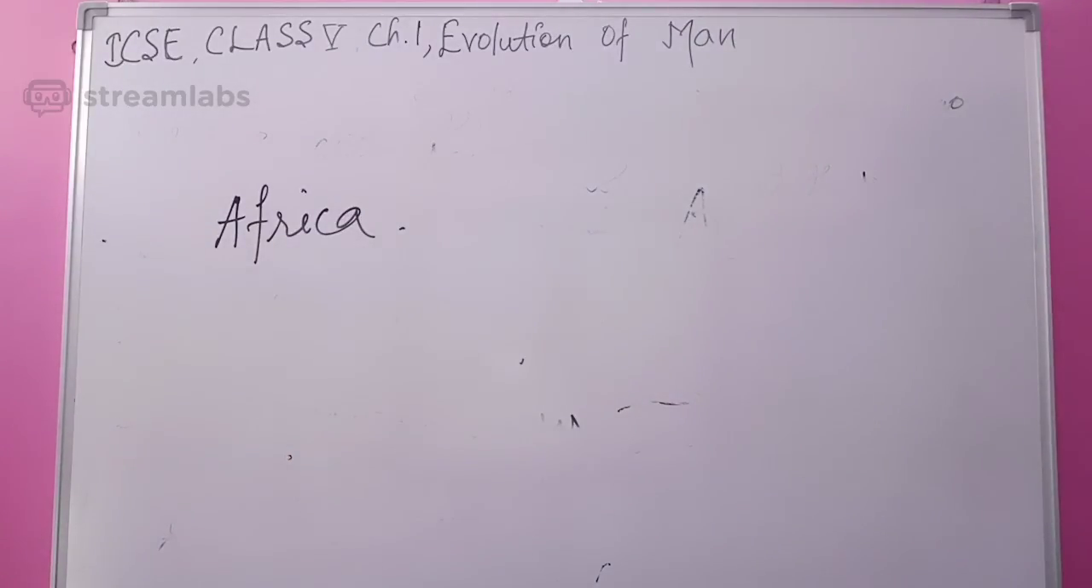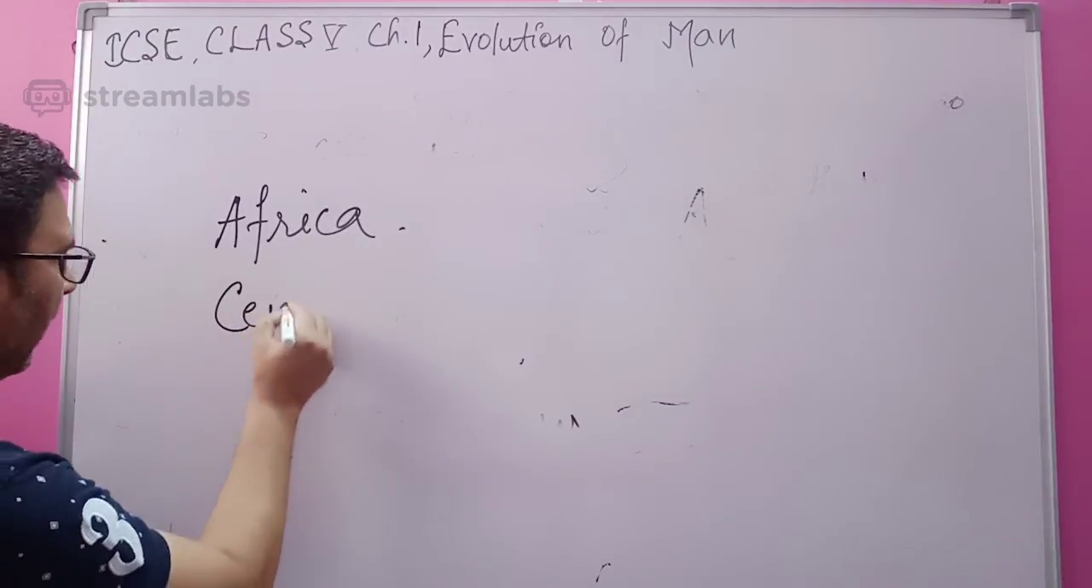The second question now. The first ape man who walked upright and was very similar to a man-like being was found in Southern Africa, Eastern Africa, or Central Africa. The answer is Central Africa. The first ape man who walked upright and was very similar to a man-like being was found in Central Africa.